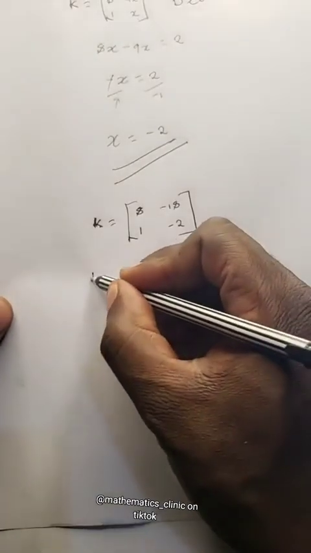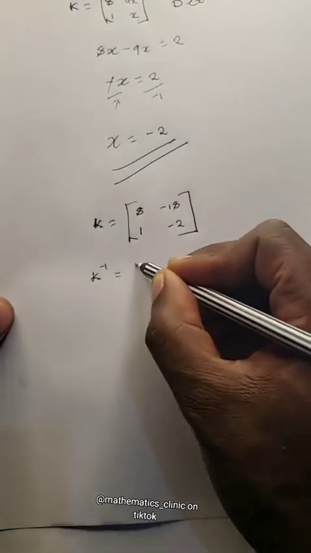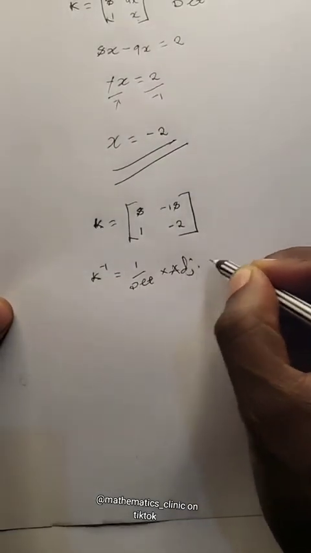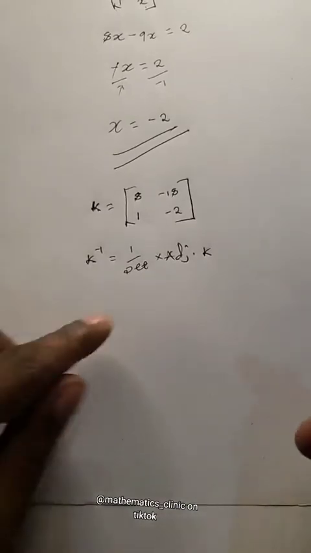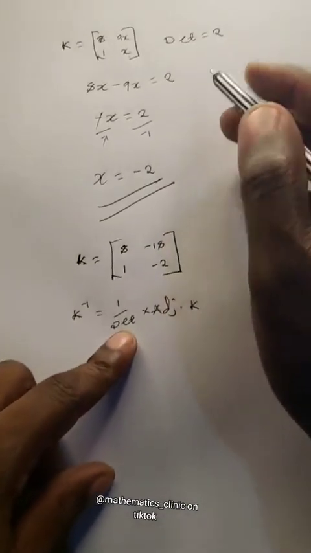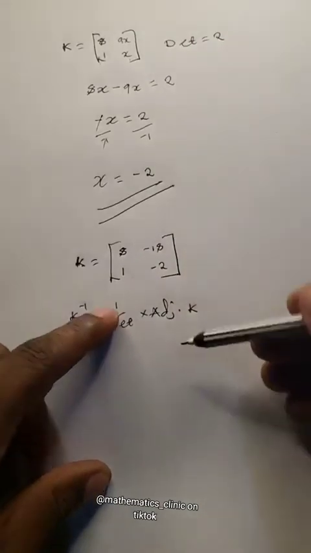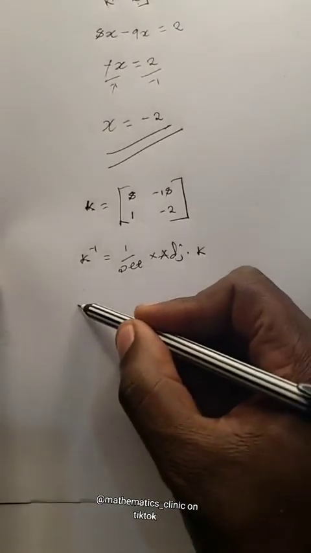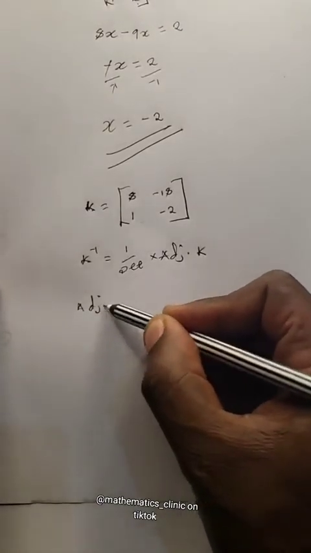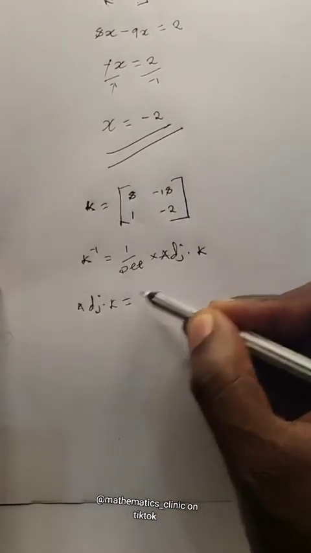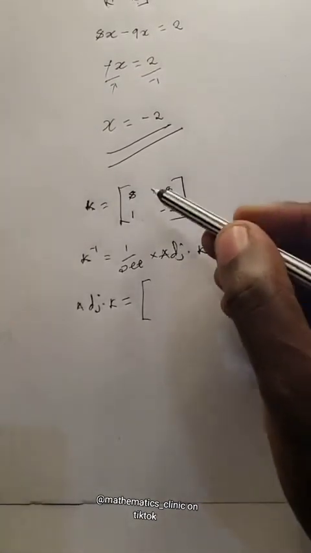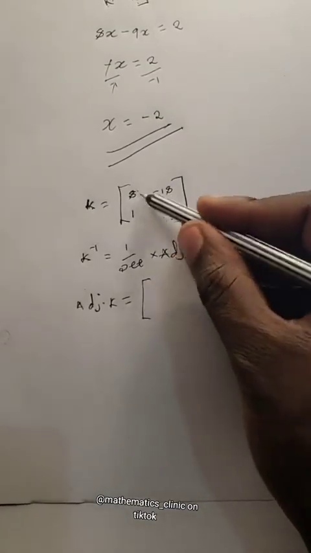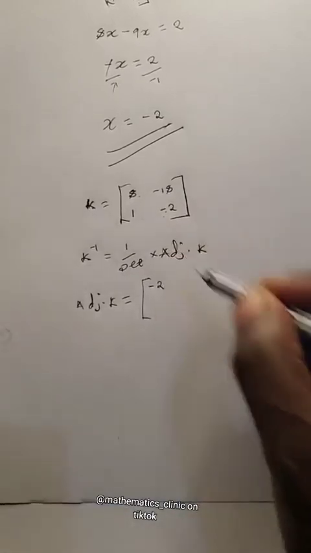We say the inverse of K is equal to 1 over determinant multiplied by the adjoint of that same matrix. The determinant we know is 2, because 2 was given. But we don't know the adjoint, so we find the adjoint. How do we find the adjoint? We'll say the adjoint of K is equal to, the major diagonal, they interchange the positions, meaning that negative 2 will go up where 8 is, and 8 will come down here.